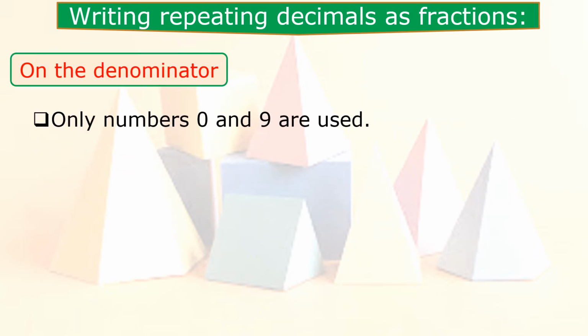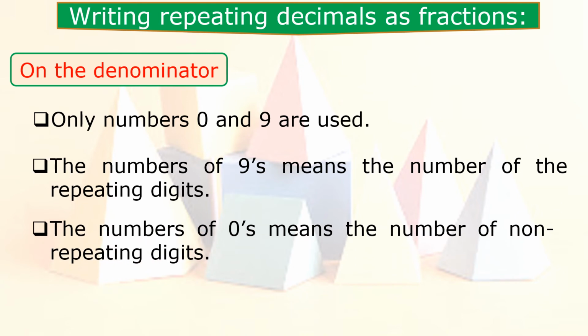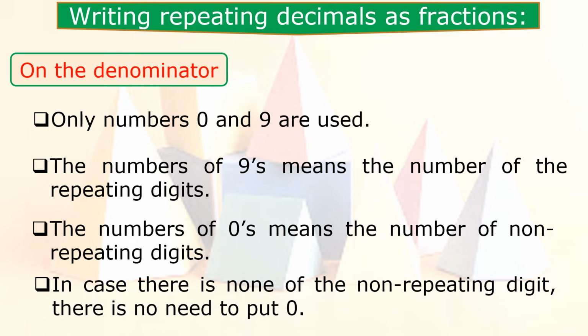On the denominator, only the numbers 0 and 9 are used. The number of nines means the number of repeating digits. The number of zeros means the number of non-repeating digits. In case there is no non-repeating digit, there is no need to put 0 anymore.